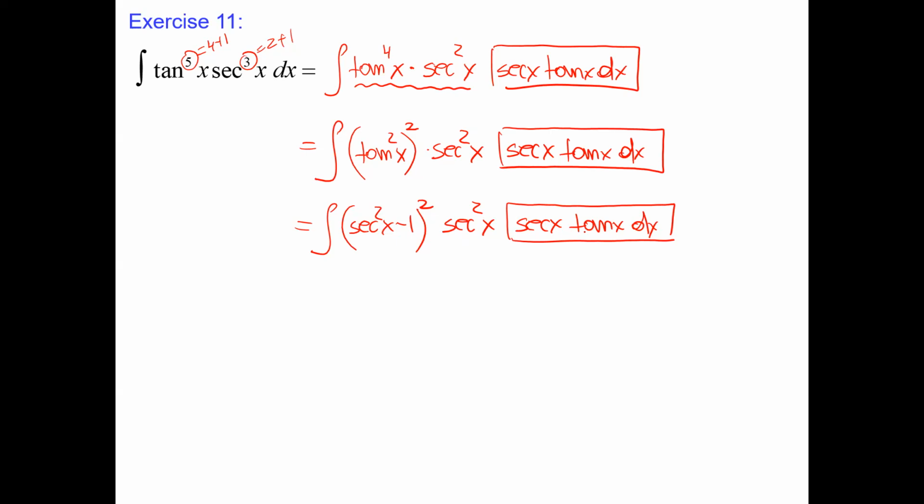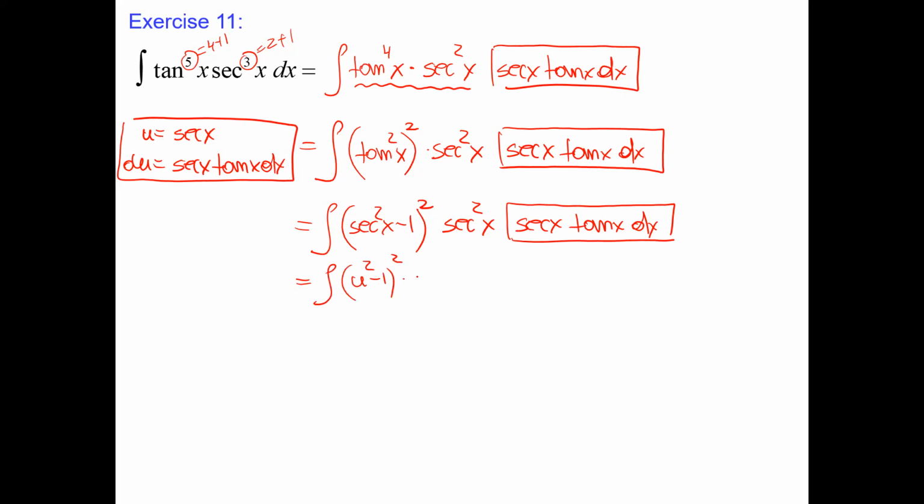Okay, now we're ready because the entire integrand is in terms of secant, and actually that part of the integrand is waiting to be cancelled out, du. Okay, that means u is secant of x, du is the derivative, secant x tan x dx. This is our u substitution, and let's see. U squared minus 1 squared, u squared, and this is du.